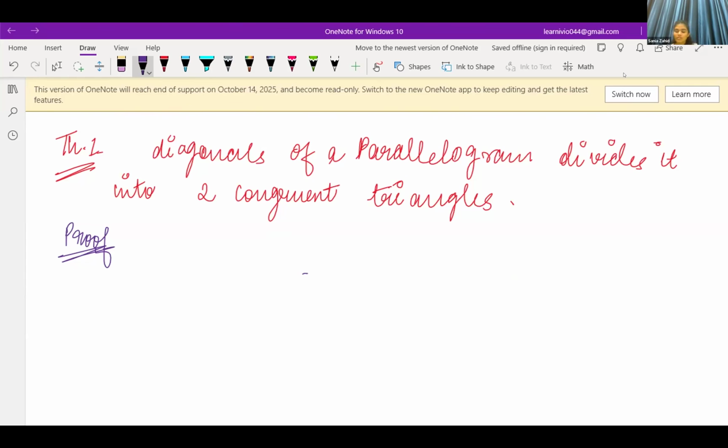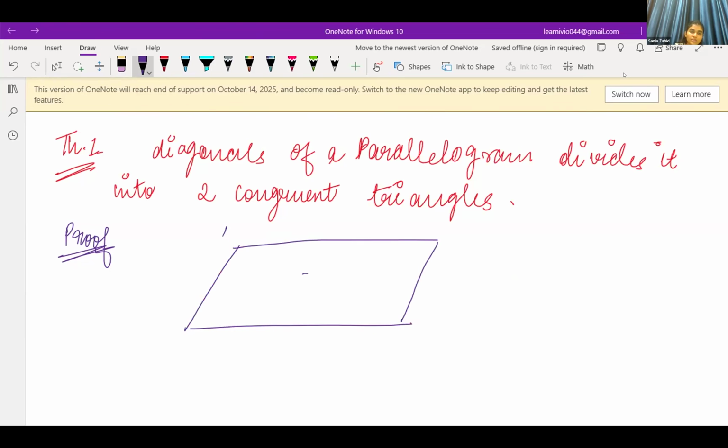Done? Okay, children. Now I will come to the proof. So look here. First of all, I will draw a parallelogram. Let's call this ABCD. Now they are telling you to prove that the diagonal divides it into two congruent triangles.